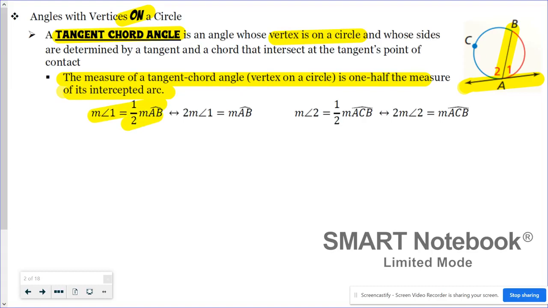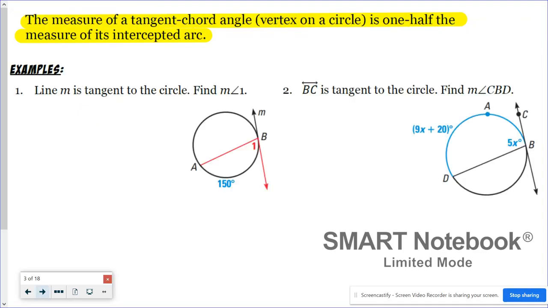And if you really don't like working with fractions, even one as nice as 1/2, you can simply multiply both sides by 2, and that would give you 2 times the angle equals the arc. I like 2 times the angle equals the arc for algebra problems, but that's just me. So let's take a look at 2 examples, right?